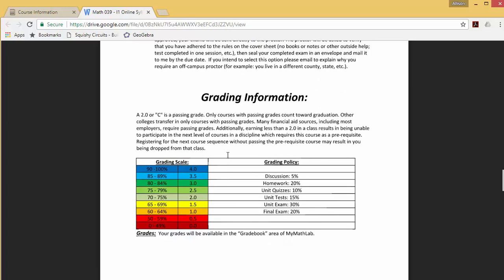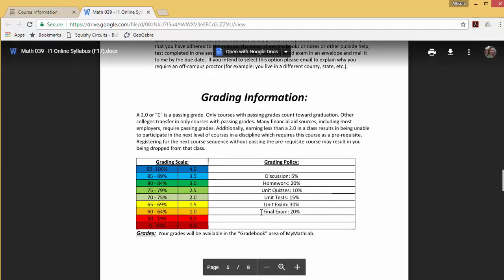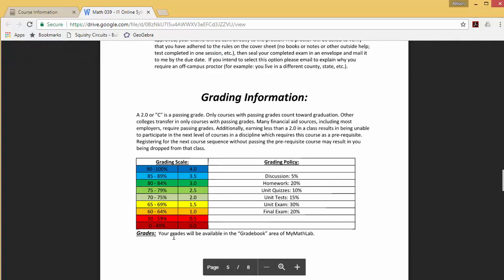All right. In the next category, grading information. So you can see the grading scale over here. So you should be able to know at any point in the semester, based on your percentage, where you're at grading-wise. You need a 2.0 or higher to pass.